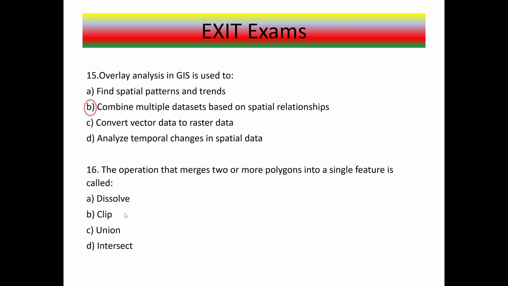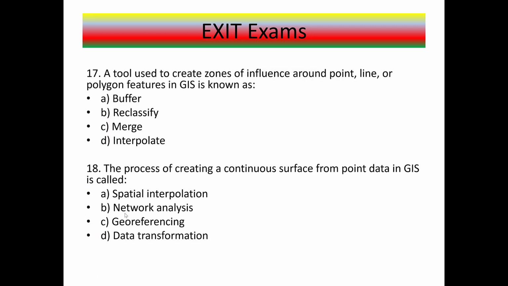Question number 16. The operation that merges two or more polygons into a single feature is called: A. Dissolve, B. Union, C. Union, D. Intersect. So the operation that merges two or more polygons into a single feature is called dissolve.